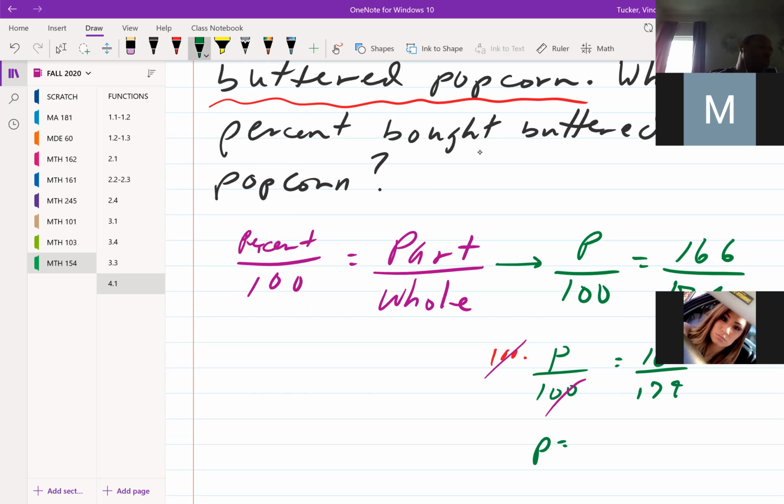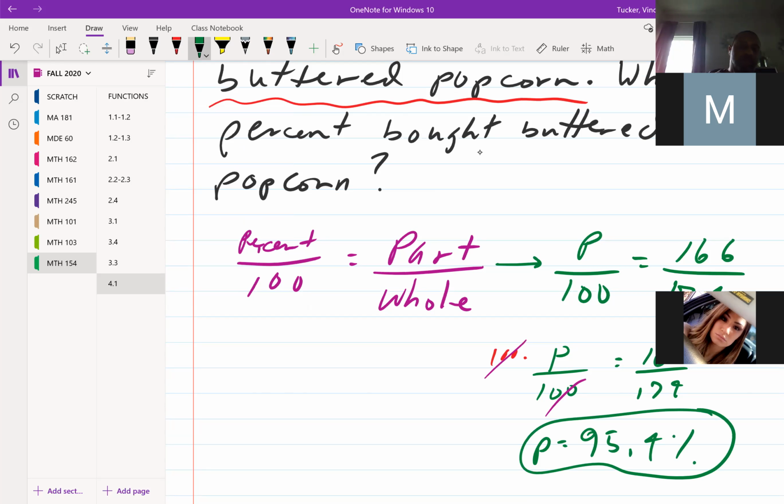So let's see, 166 divided by 174 times 100. It's 95.4%.